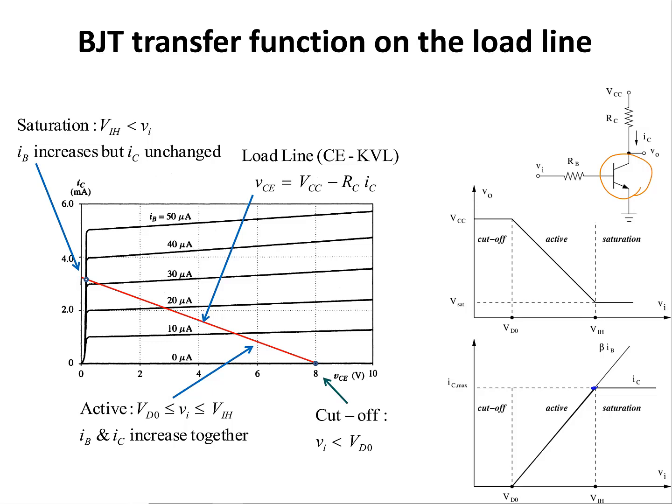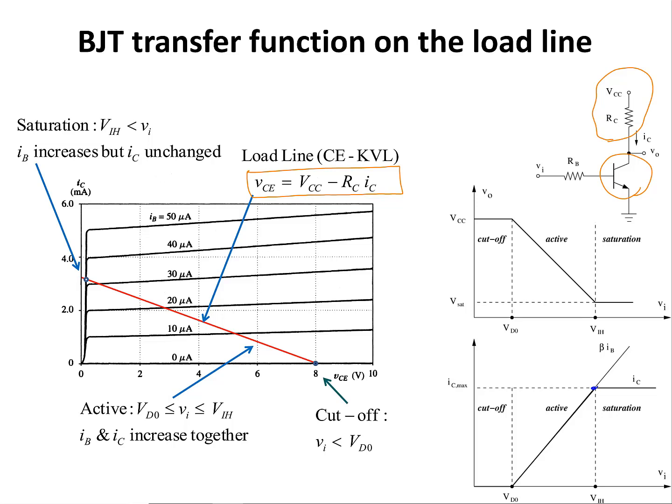We have another network connected to the collector of the circuit that consists of this RC and VCE, and because of that we have a collector emitter KVL that is also called the load line equation. This is called the load line because we take the output from the collector and a load is going to be connected to the collector. So this equation is called the load line equation.